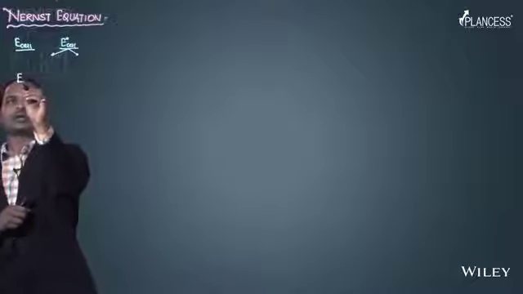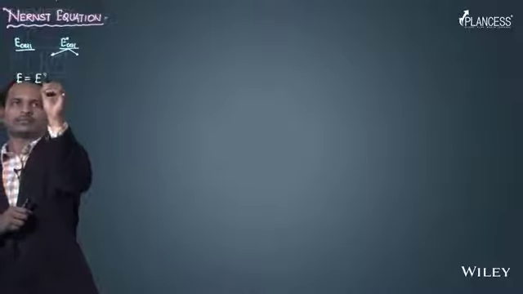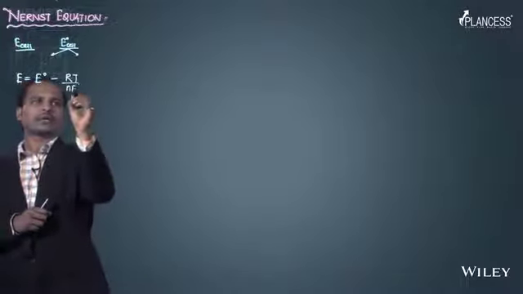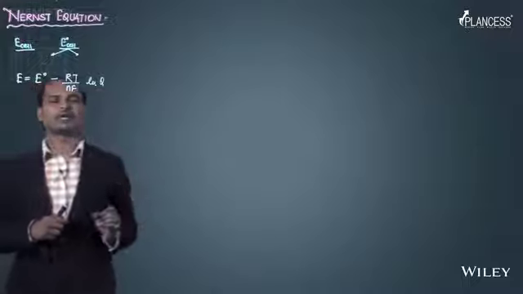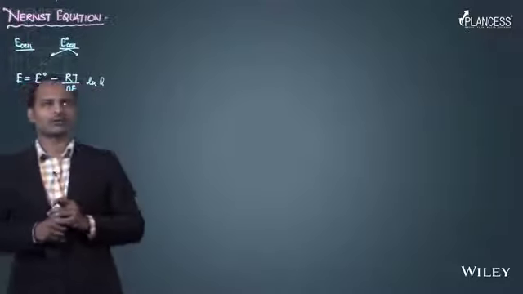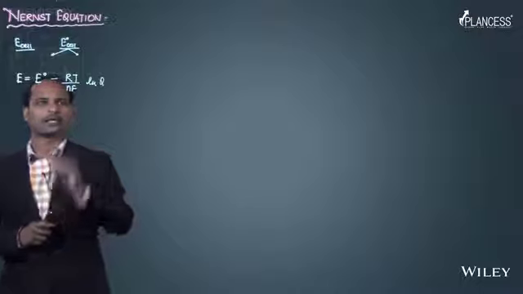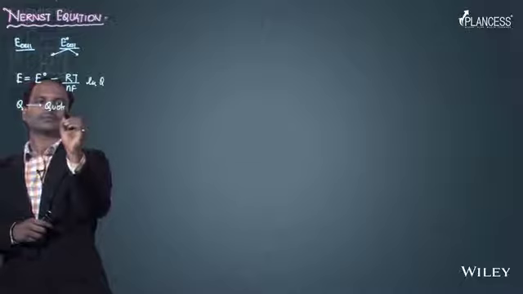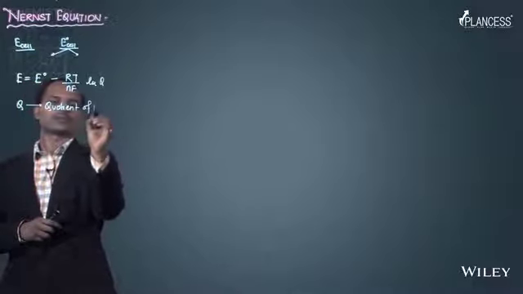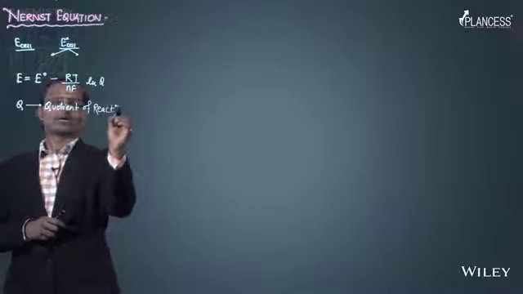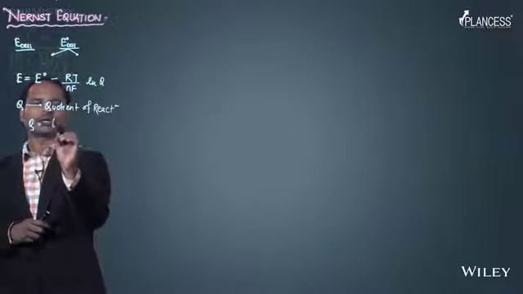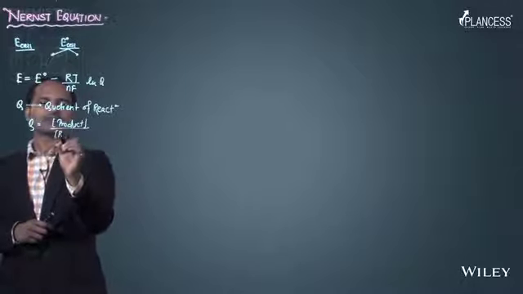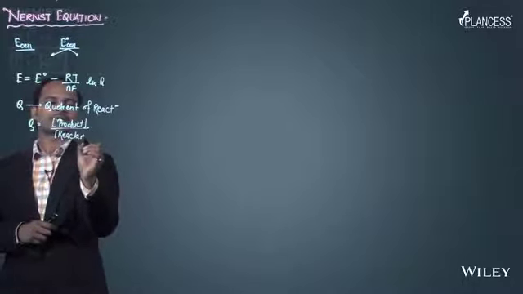The equation is E is equal to E naught cell, or E naught, minus RT upon NF ln Q, where ln stands for the natural log, that is, a log to the base e. What is Q? Q is called the reaction quotient. The formula for Q is the molar concentration of product upon the molar concentration of reactant of the reaction which is taking place in a galvanic cell.